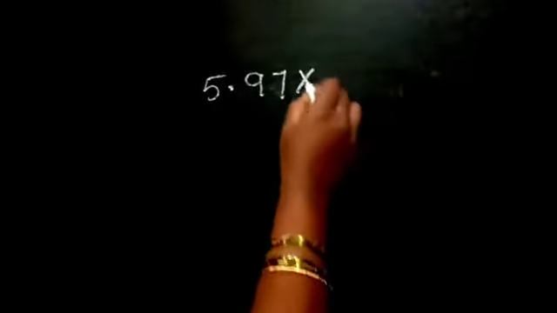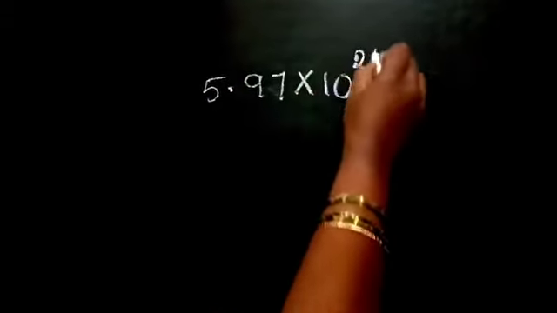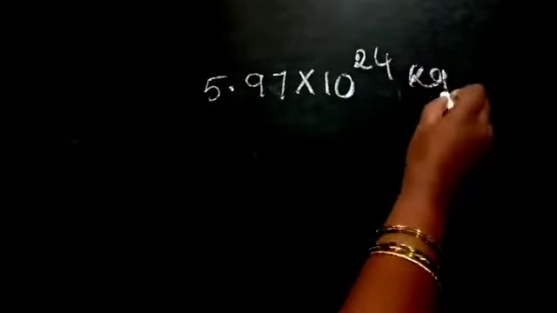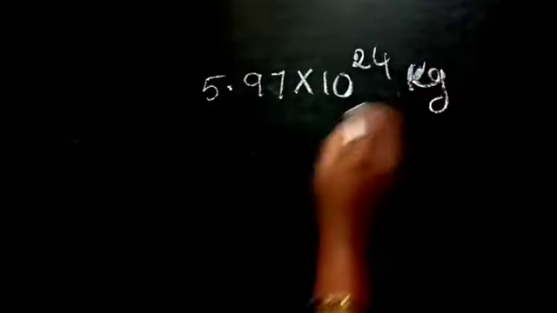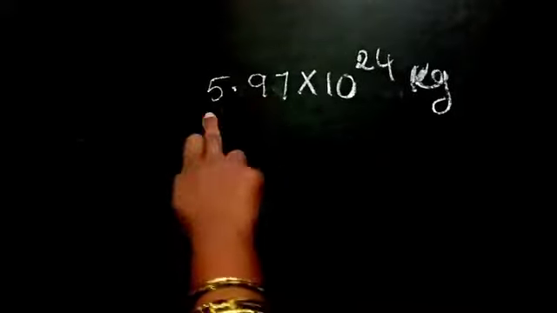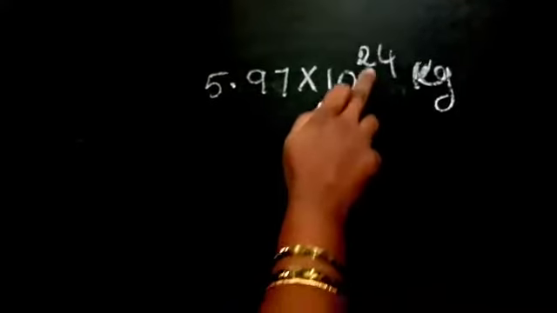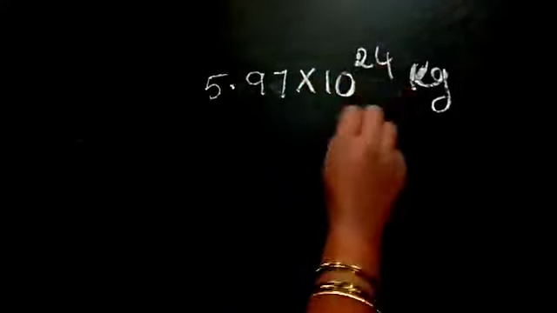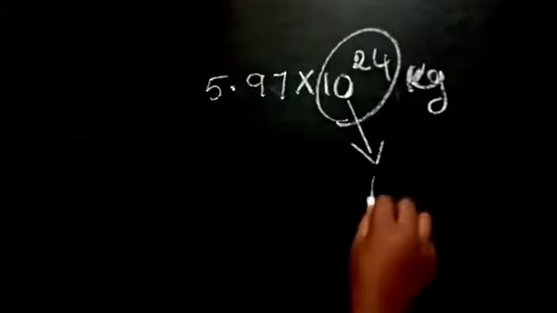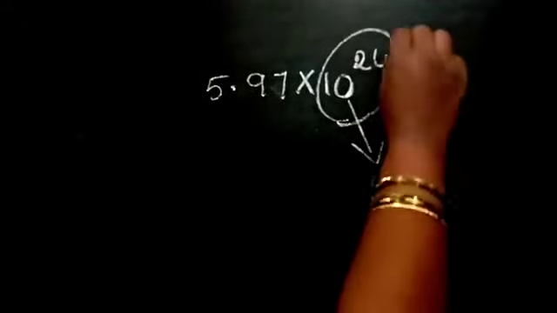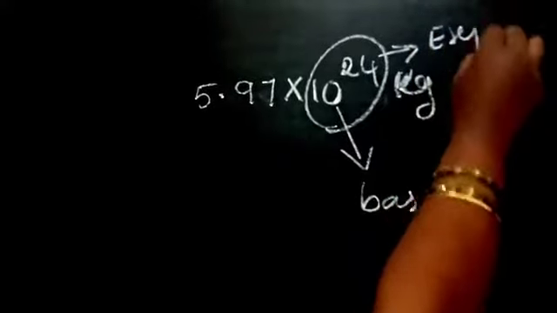So, 5.97 into 10 to the power of 24 kg. Because it is a very large number, we can write 5.97 into 10 power 24. What is this 10? This is called the base. And 24 is the exponent.